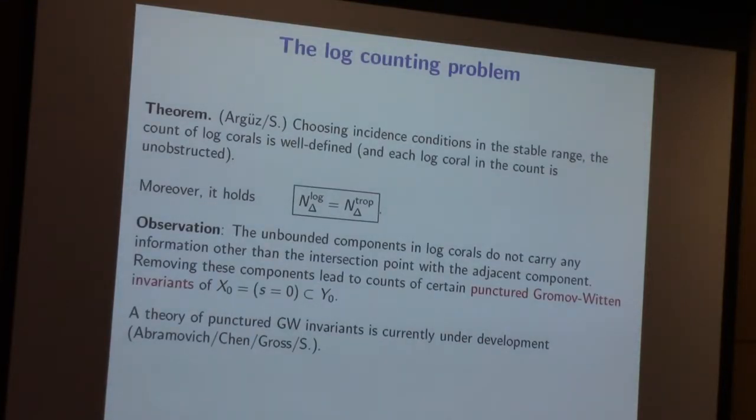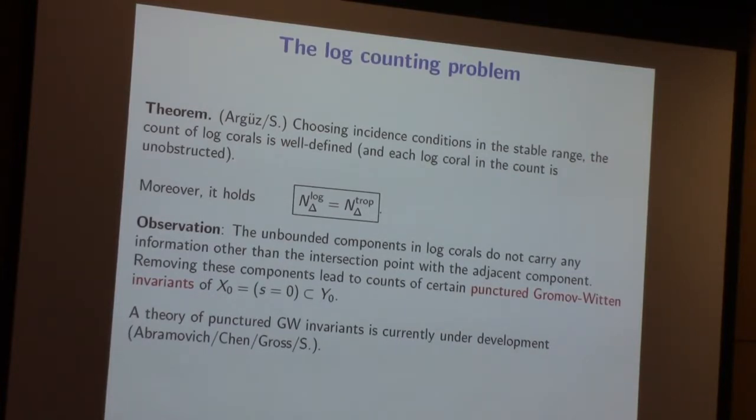Okay, then here's the main statement. We have a log counting problem. So if you choose these incidence conditions in the same range, the count of log curves is well defined. Each log curve is unobstructed, so it just counts 1, and then we have the correspondence equality between the logarithmic and the tropical counts, just as in ordinary problems.